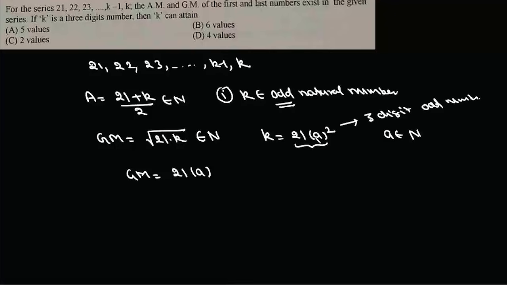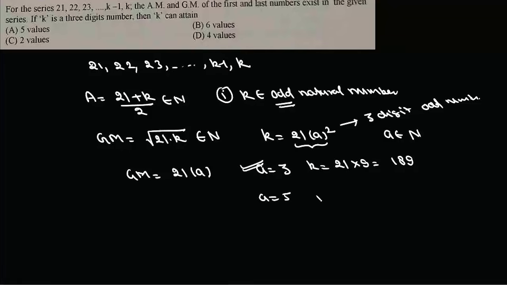Now we know that 21 into 9 is a 3-digit number. If a equals 1, it is not a 3-digit number, so we'll consider a equals 3. If we take a as 3, then this k will be 21 into 9, so this is 189, which is a 3-digit odd natural number. So this is one possibility.